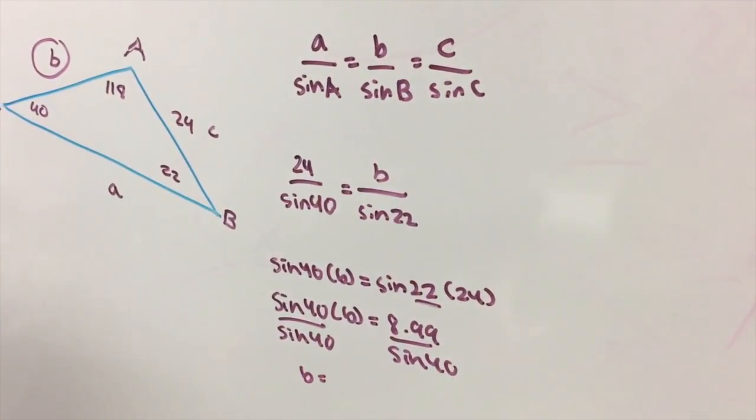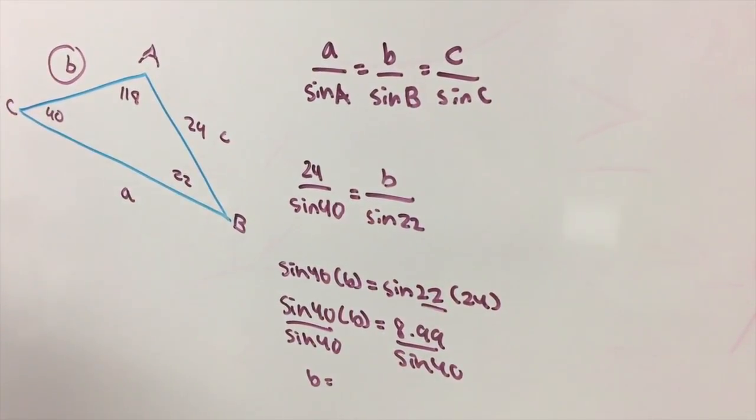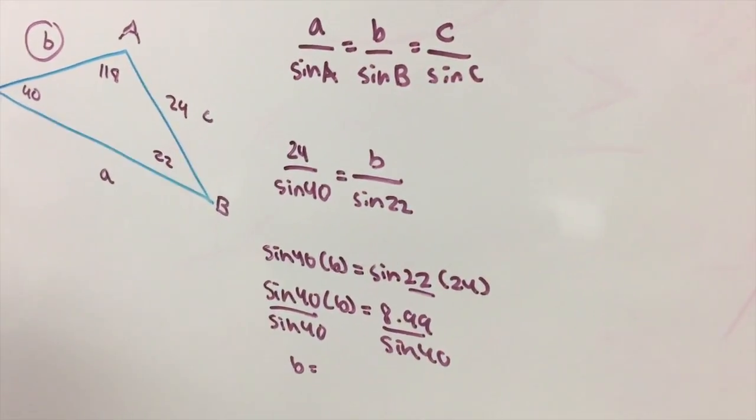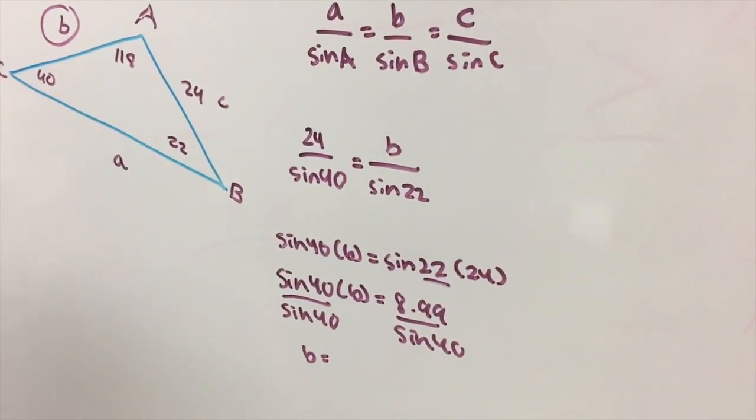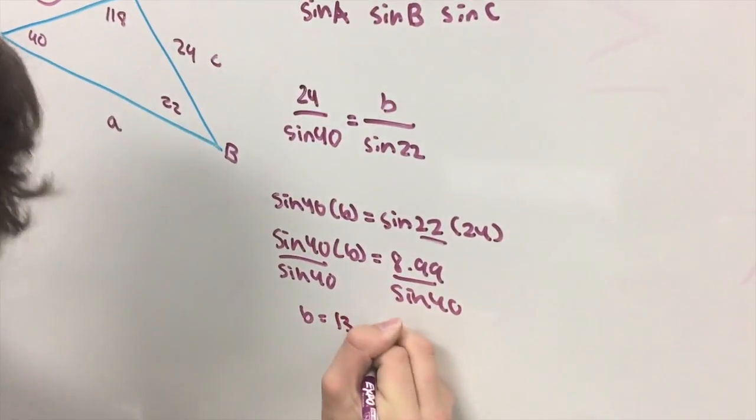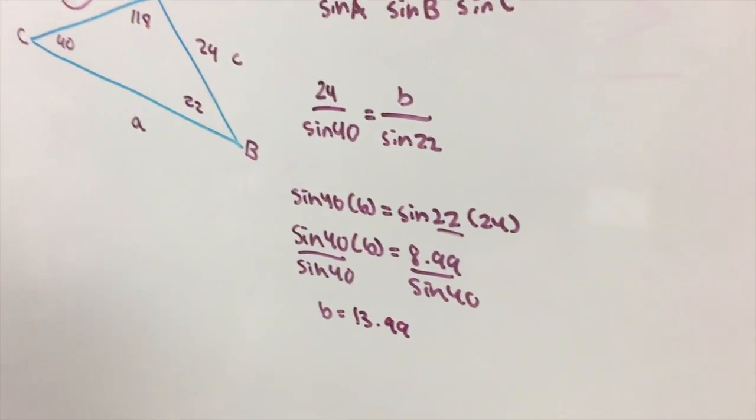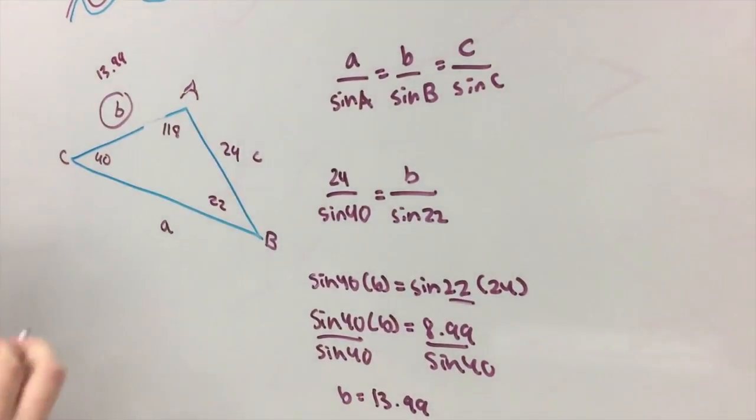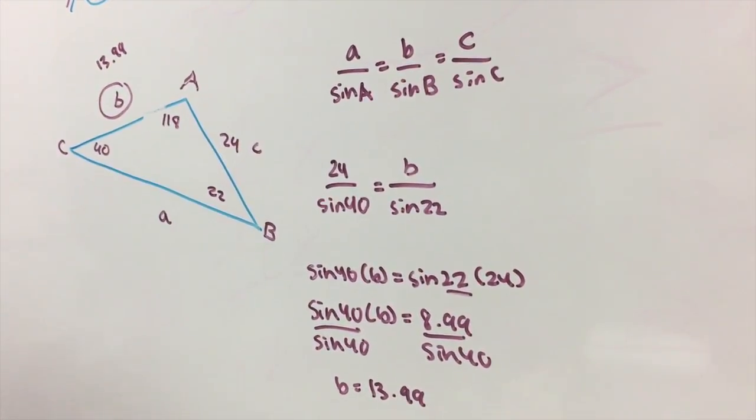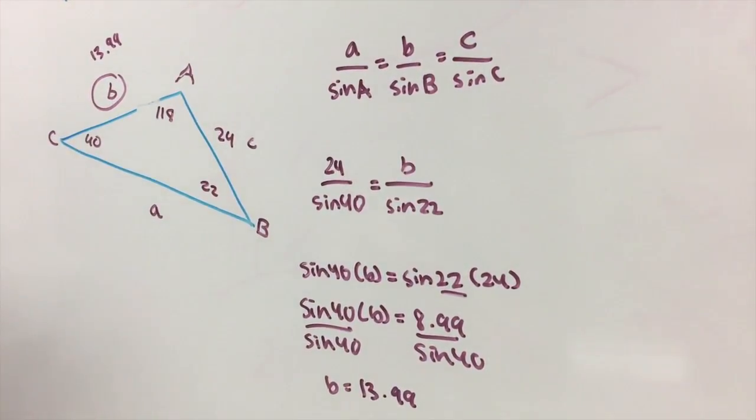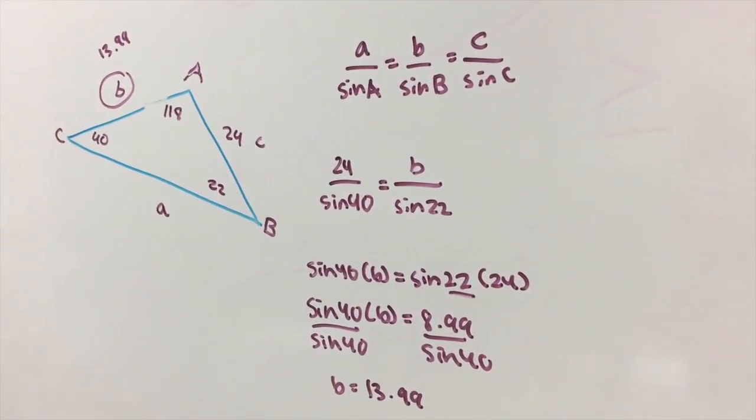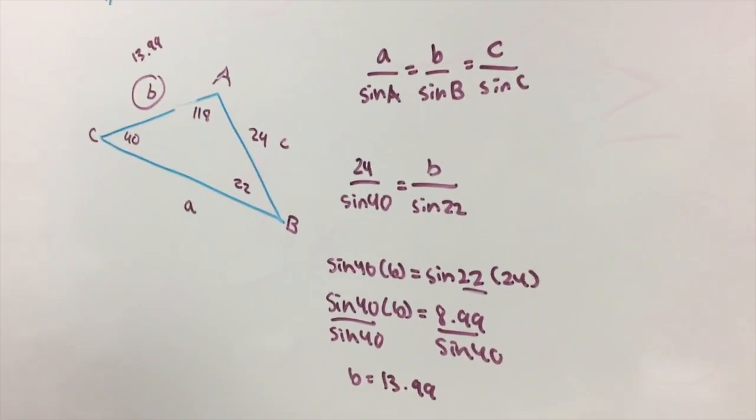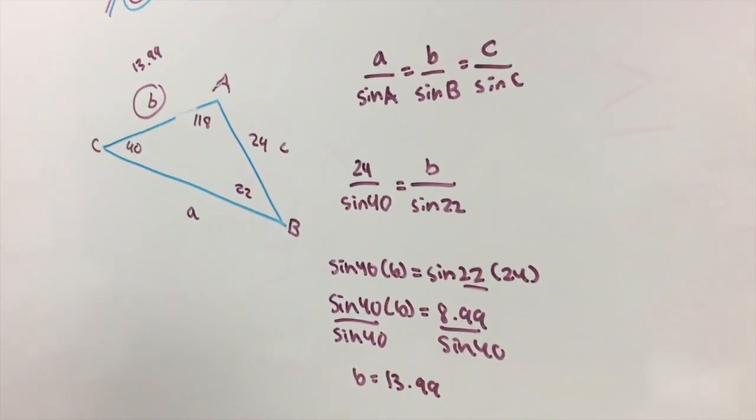So when you go into your calculators, you can type in 8.99, or keep that in your calculator, and then divide by the sine of 40, and you'll get around 13.99. So b is about 13.99. Now after that, we want to solve for A, and that's the last missing part of our triangle. We can still use this proportion right here, because we wouldn't want to use 13.99, since that is not a whole number and it's been rounded.